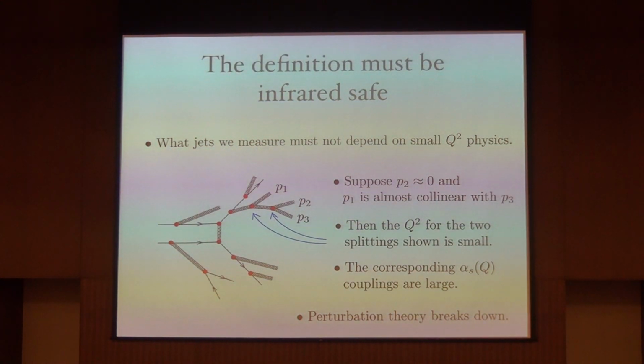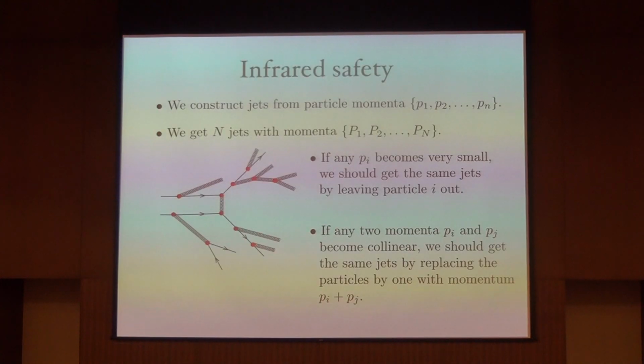So what are we going to do? What we better be sure of is that the definition of the jet is such that when P2 gets to be 0, or when P1 gets to be parallel with P3, the jet doesn't change. All of that stuff together could be a jet, but I better get the same jet if one particle spits off another particle with 0 momentum, or if 2 partons become parallel. And that property is called infrared safety.